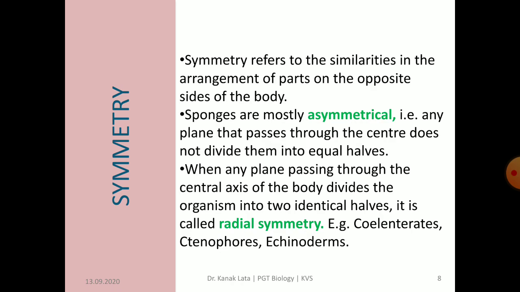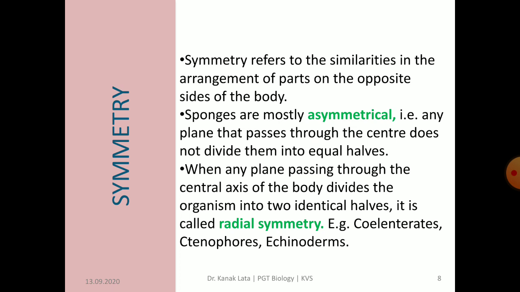Now let us discuss symmetry. As we have discussed earlier, symmetry means the similarity in the arrangement of parts on the opposite sides of the body. Some animals like sponges are highly irregular in form, so their body cannot be divided into 2 equal parts by any plane that passes through the center.